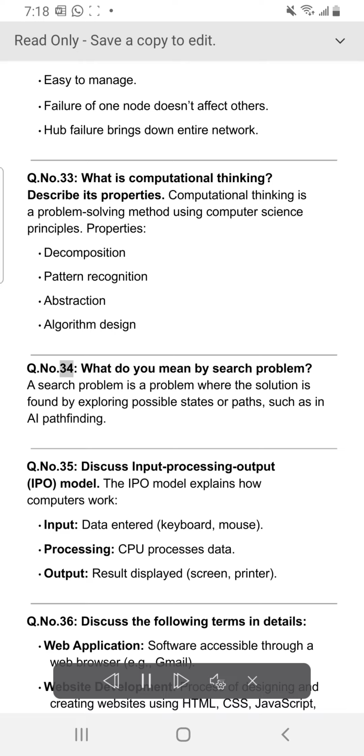Number 34. What do you mean by search problem? A search problem is a problem where the solution is found by exploring possible states or paths, such as in AI pathfinding.